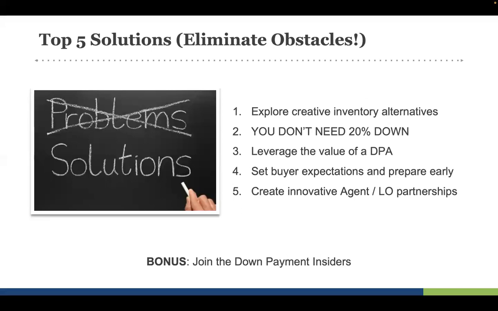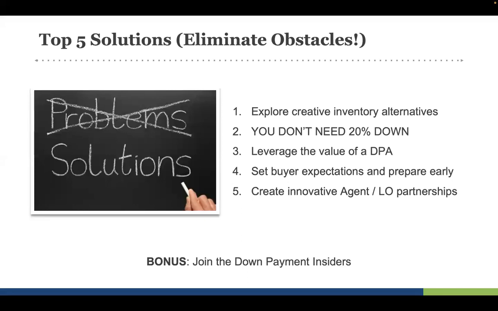Leverage the value of a DPA. Can you use it for closing costs? Then you don't have to ask the seller. Can it open the door from FHA to conventional financing, offering better mortgage options and more affordability to your buyer? Don't over disclose what you don't have to disclose on contract offers. Then set buyer expectations and prepare early.